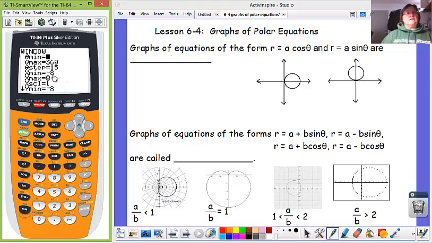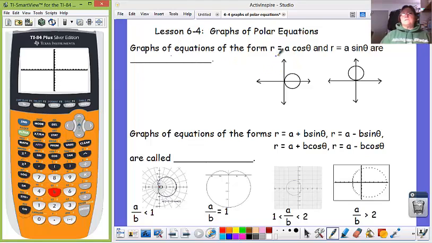Then I want you to set your x min at -8, x max at 8, and x scale 1. And y's, I'm going to ask you to do the same thing, -8 to 8 by 1. Okay? Then I want you to hit your zoom key and zoom square because we want to see these things in the right perspective. All right, so we should have our blank screen up there.